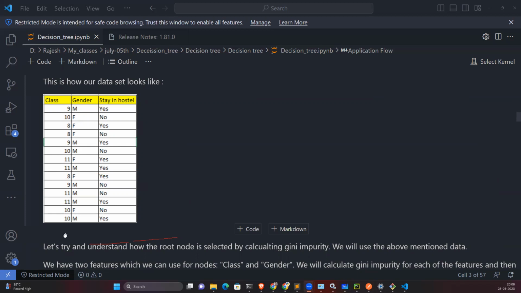Classification. Correct. It is a classification problem. So I have to take a decision: whether the student will stay in hostel or not. To understand whether the student will stay in hostel or not, we first have to come up with the primary node. Which node I have to select?